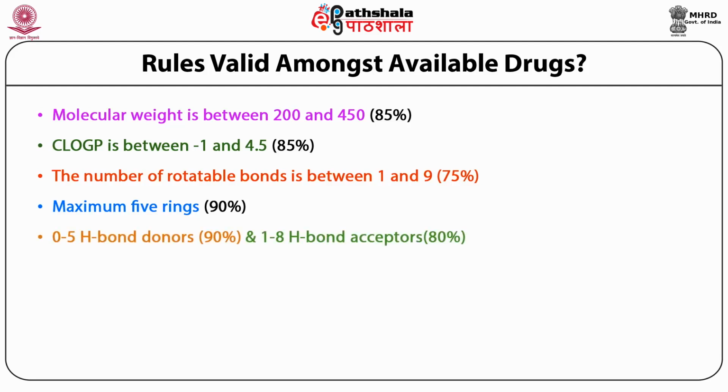When it was analyzed for hydrogen bond donors, it was found that up to 5 hydrogen bond donors were available for 90% of the drugs.